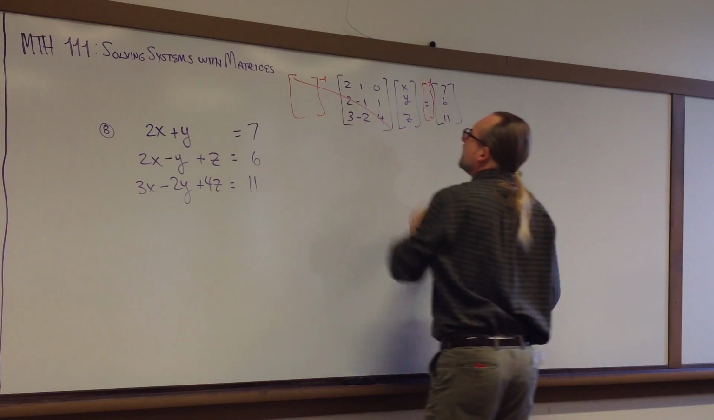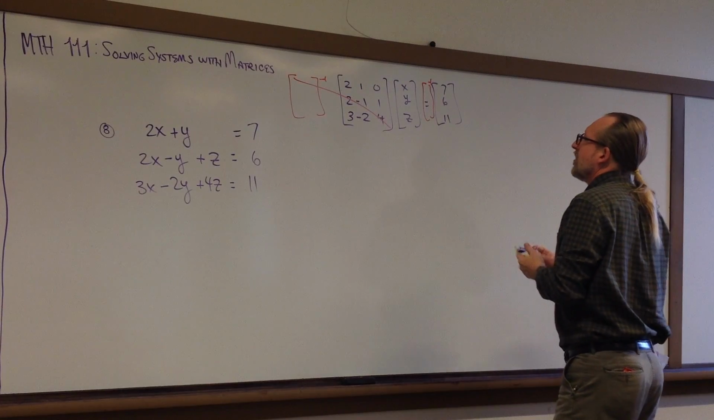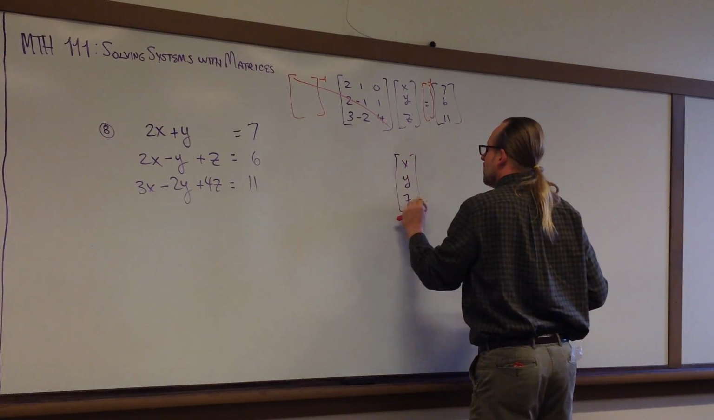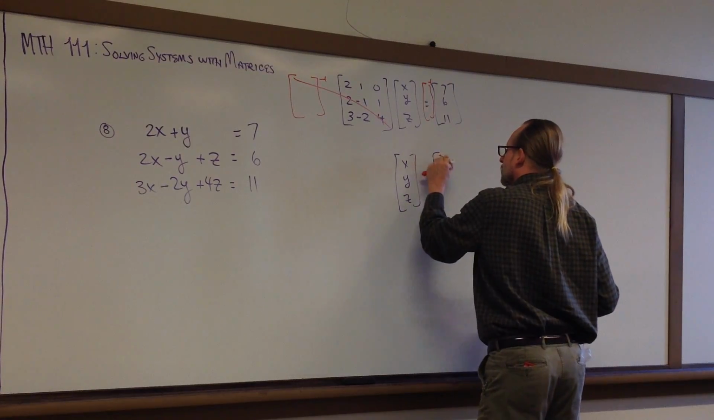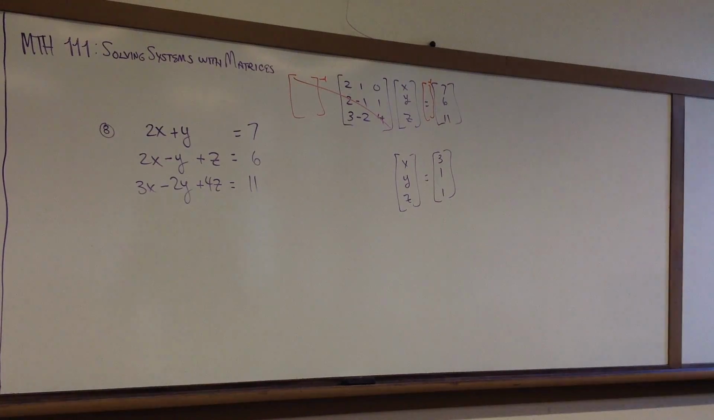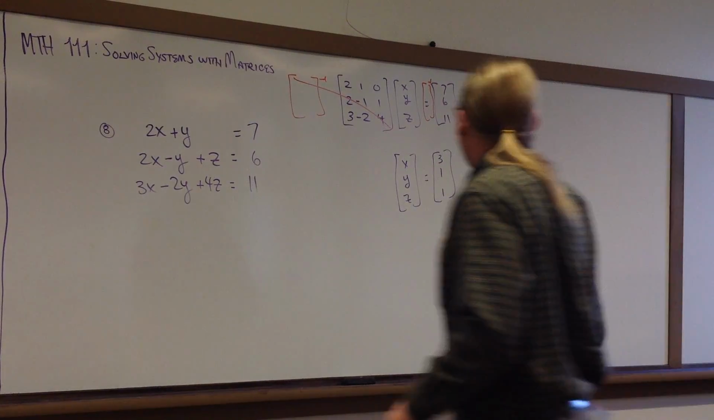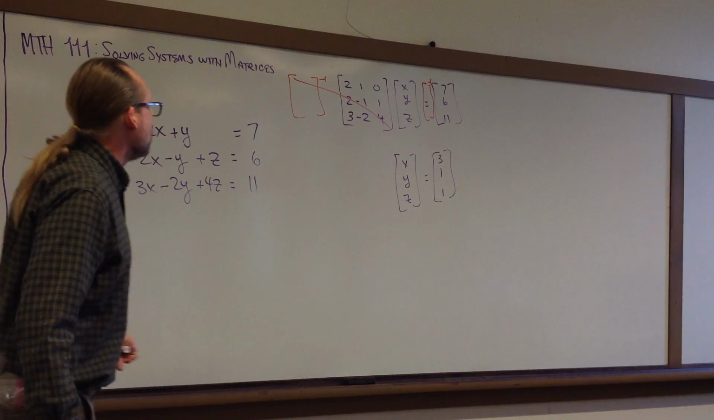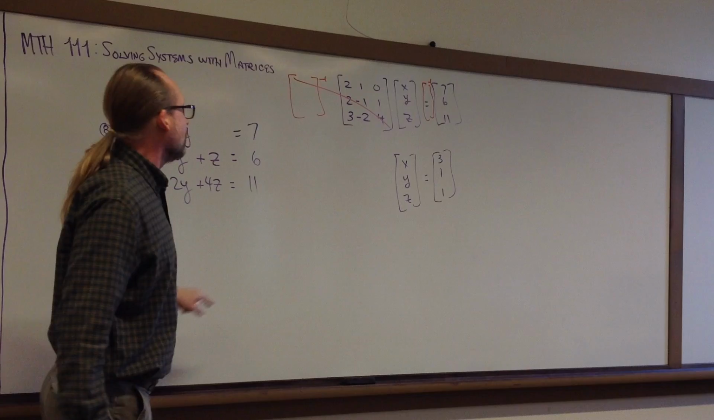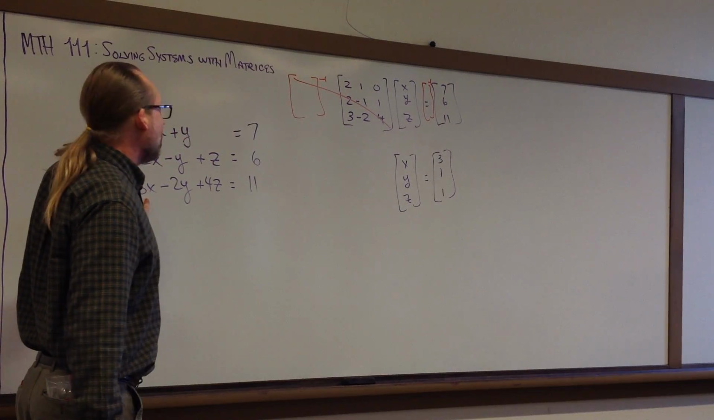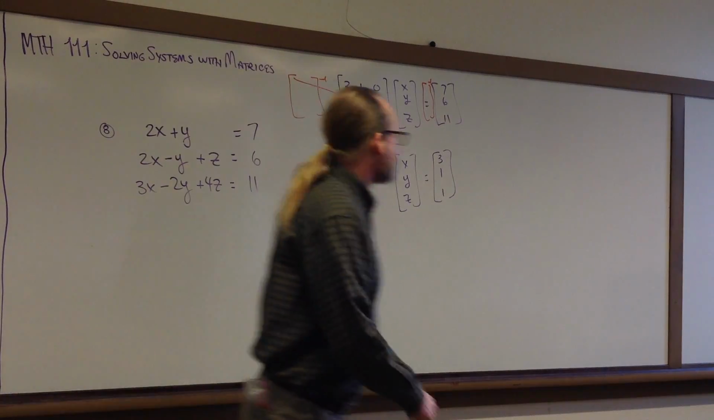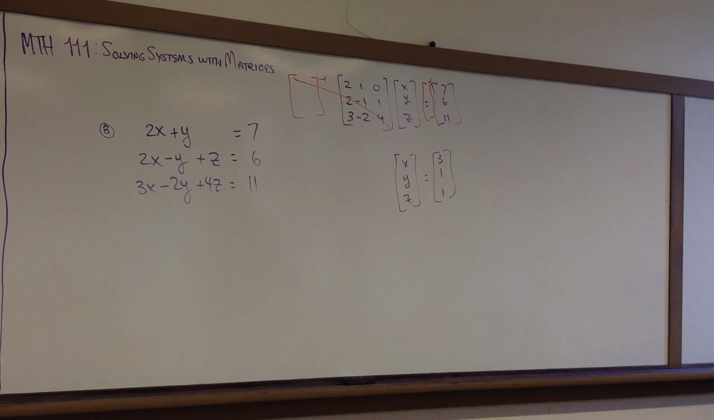So these cancel out. We get X, Y, Z equals 3, 1, 1. And does that check out? Let's see here. So 6 and 1 makes 7. This will be 6 minus 1 is 5, plus 1 is 6, okay? 9 minus 2 is 7, plus 4 makes 11. Okay, good. So that one is all set.